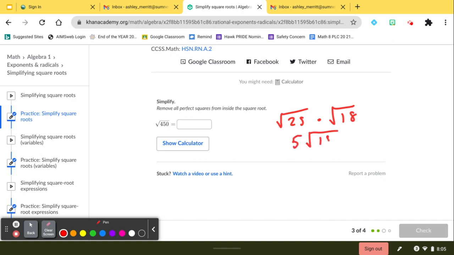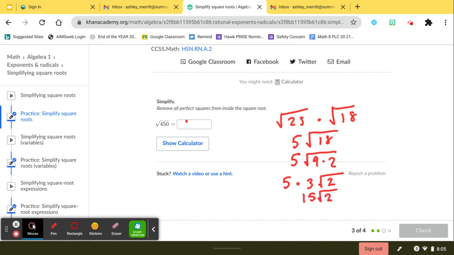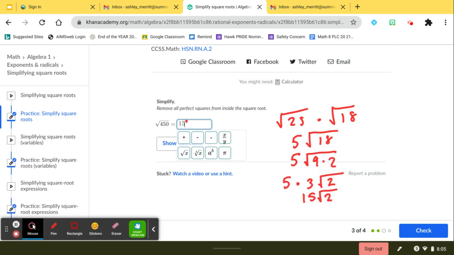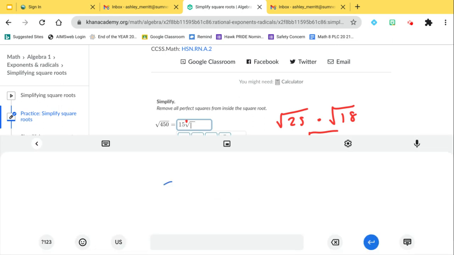However, I have times the square root of 18, and 18 can be the square root of 9 times 2, which we can then square root 9, which is 3. So we have 5 times 3 times the square root of 2. So that'd be 15 times the square root of 2. So 15 square root 2.